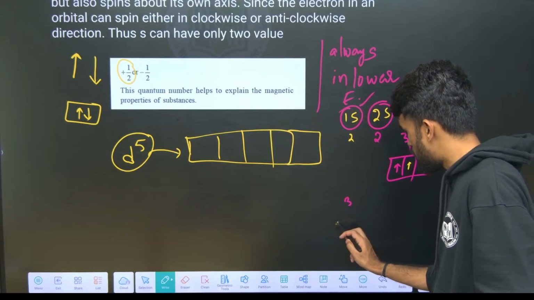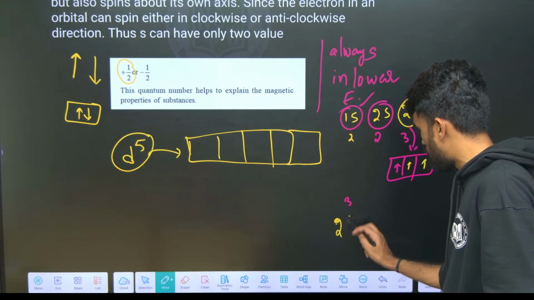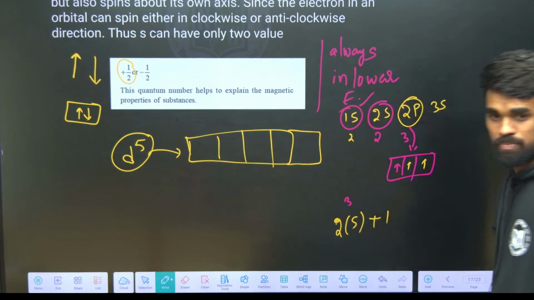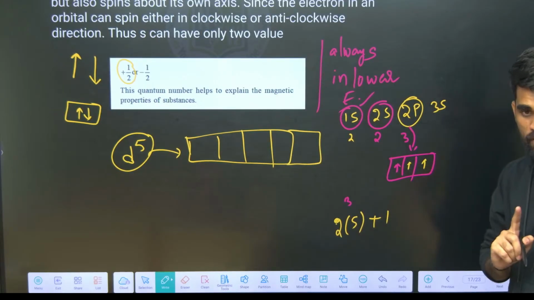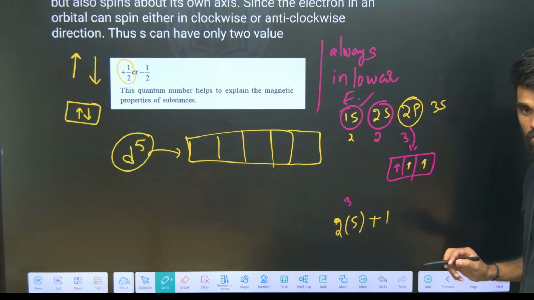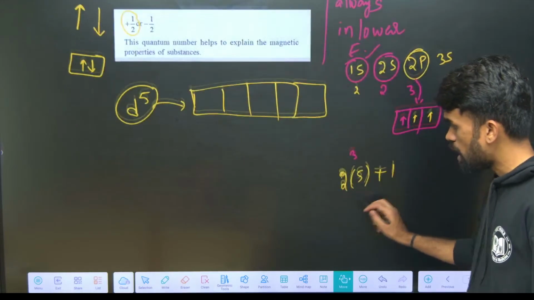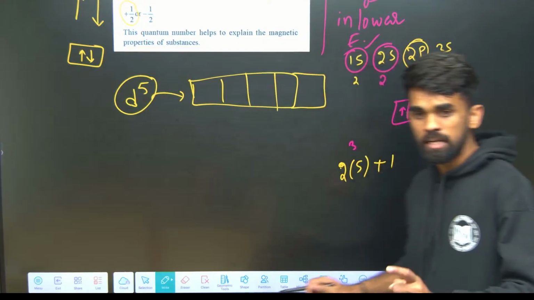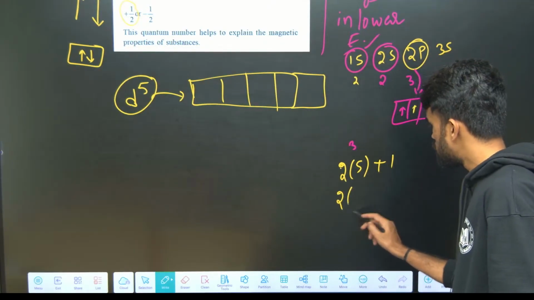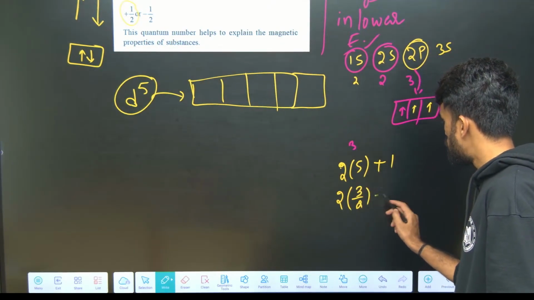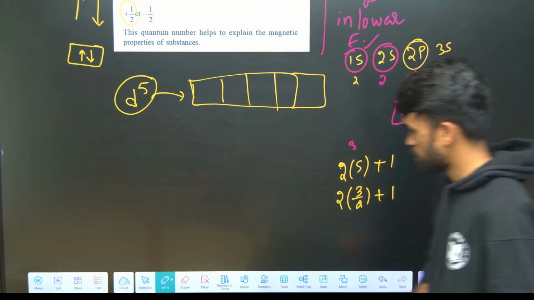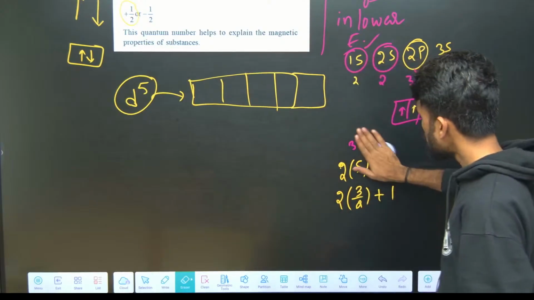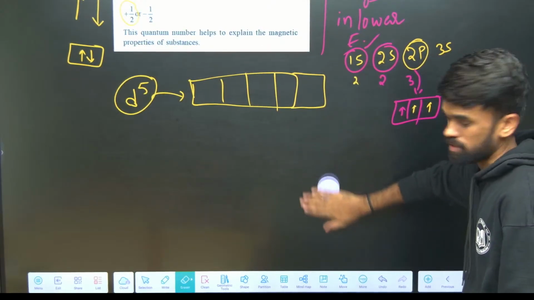So what is this maximum multiplicity? You just find the multiplicity formula, 2S plus 1. What is the spin value here? Each one has half. How many electrons? 3 electrons, each with half, so 3 halves. So 2 into 3 by 2 plus 1, that is 2S plus 1.